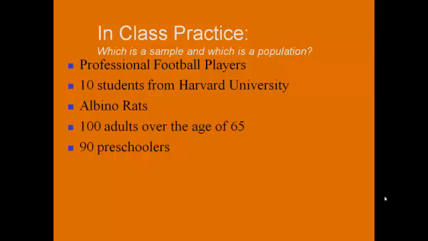So let's take a look at a practice example here. Think about which of the following is a sample and which of the following is a population. Professional football players, 10 students from Harvard University, albino rats, 100 adults over the age of 65, and 90 preschoolers. Okay. Now, which would you say is probably more a population? And which of these are probably samples?